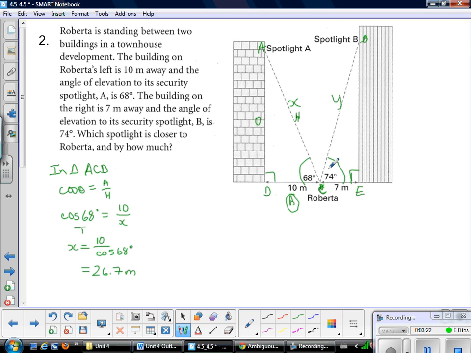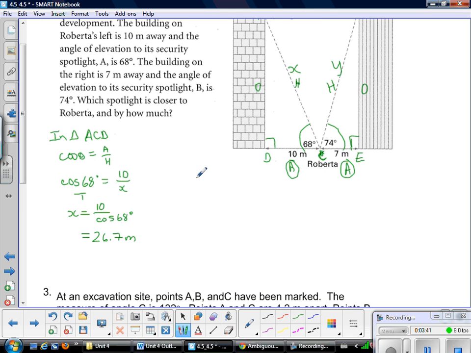Now we're going to look at the other triangle. And again, it's a right angle triangle. So we have our hypotenuse, which we want to find, opposite, I don't know, and adjacent. So again, I'm going to use cos, but it's in another triangle. So I have to tell the person that I'm working in a different triangle. So in triangle BCE, cos theta equals A over H.